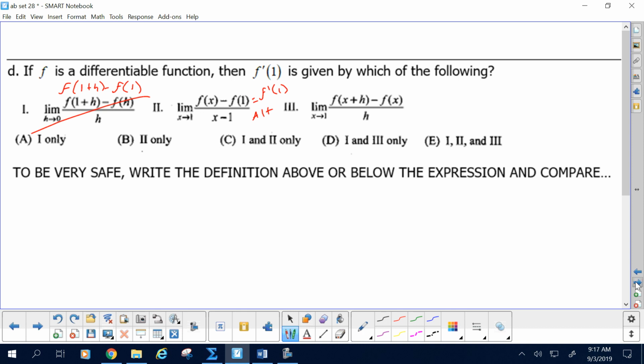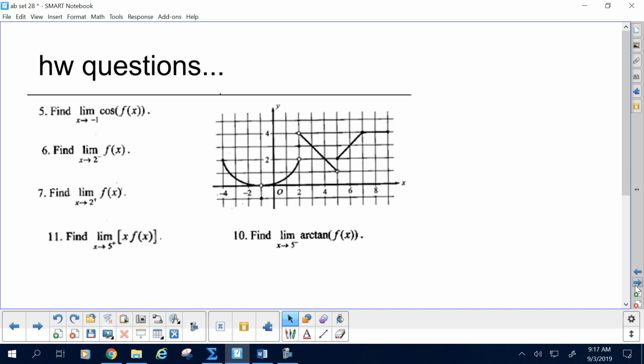No. This feels like the derivative at all points. This is just crazy talk, so that's definitely not. The answer is B. Okay? The moral of that story is read very critically and right over the top. Okay. Questions on the homework 27, if you have any.